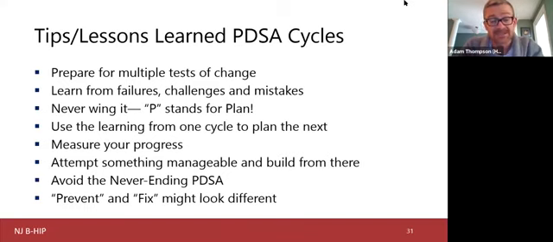Sometimes the projects that have failed the most spectacularly have also taught us the most about what we needed to do in the next step. So if you try something and it just tanks, we want to hear about that, because sometimes it's in that crashing that you learn how to build yourself back up. The other thing that we would say is never wing it.